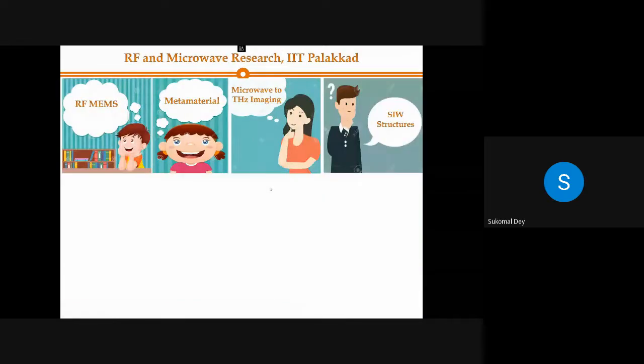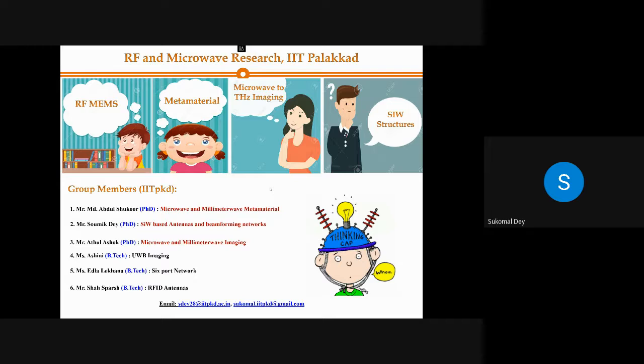At present, I've been working on primarily four different research topics, and one of them is what I'm going to discuss with you today. That is RF MEMS, then metamaterials, then microwave to terahertz imaging, and different types of substrate integrated structures. These are the four domains on which my group is working. At present, I have three PhD students and also three BTech students working in my group on this particular topic.